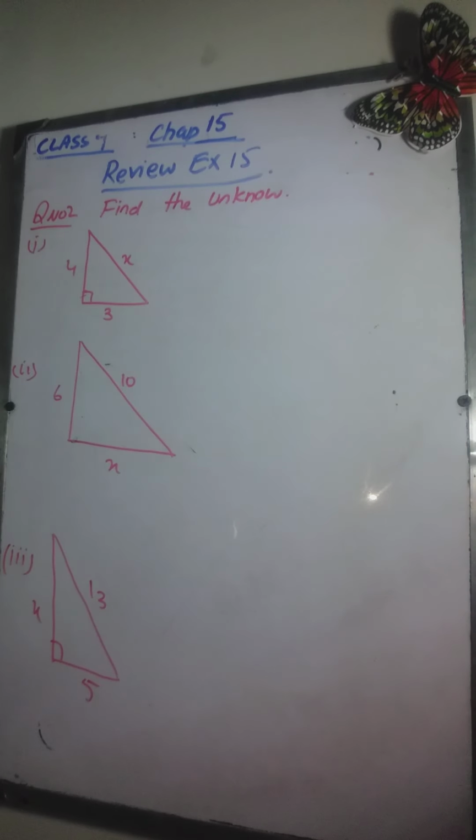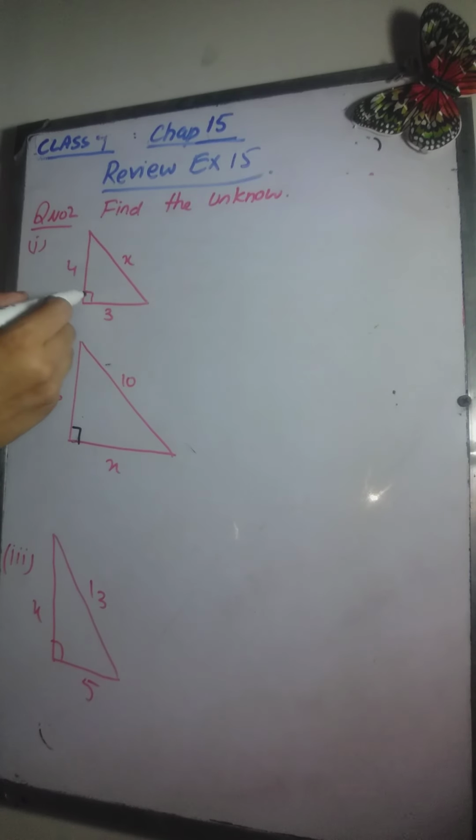Now in question number 2, review exercise 15, we are given different triangles with unknown lengths, and with the help of Pythagoras theorem we can easily find these lengths because all these are right triangles. For example, in the first part it is given that this length is equal to 3 and this length is equal to 4.